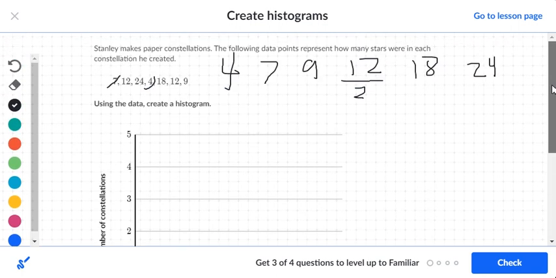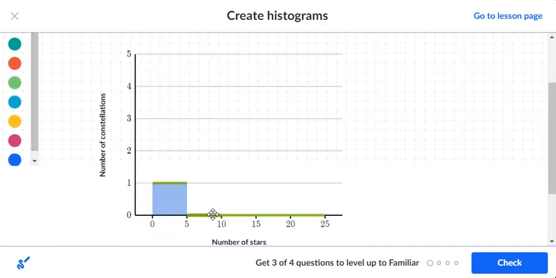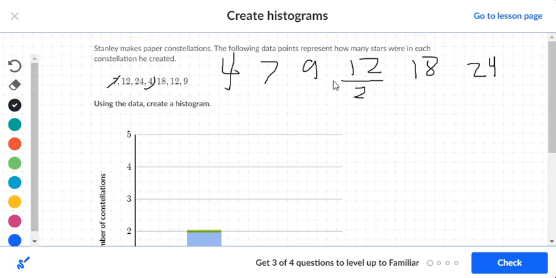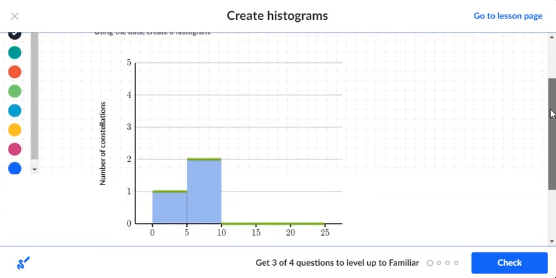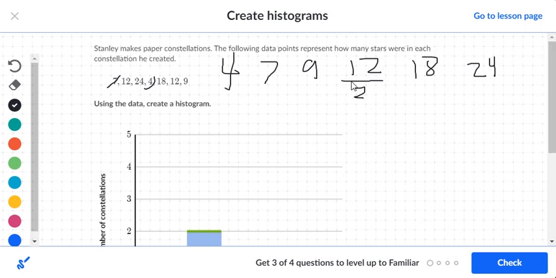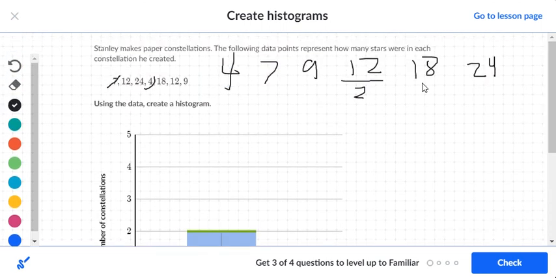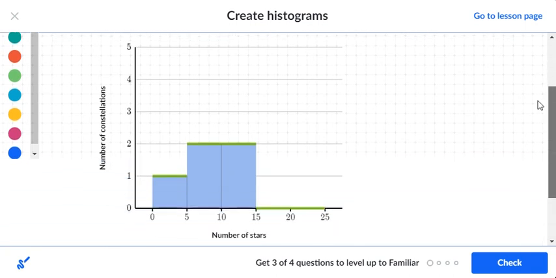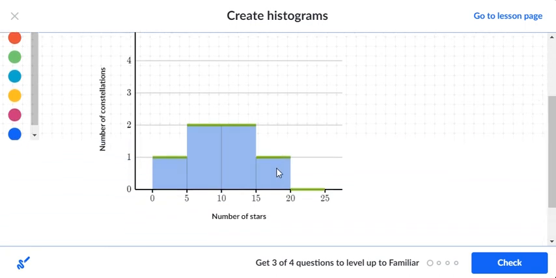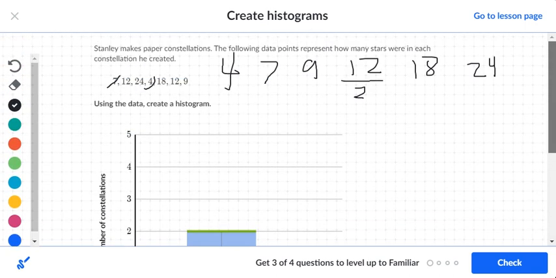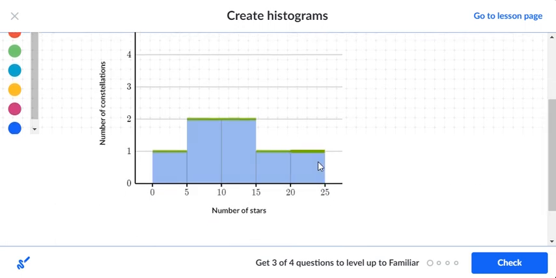Now between 5 and 10 we have 7 and 9. So we have 2. Now between 10 and 15, we only have 2, these two 12s here. Now the next range is 15 to 20. So 15 to 20 we just have a single 18. So that's 1. And now from 20 to 25 we just have 1 as well.